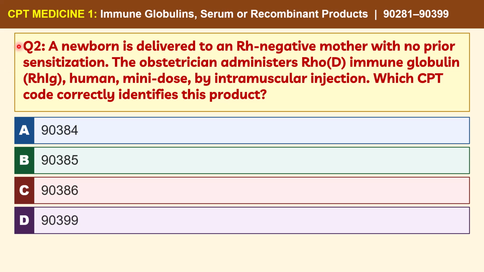Question number 2. A newborn is delivered to an Rh negative mother with no prior sensitization. The obstetrician administers RhD immune globulin human mini dose by intramuscular injection. Which CPT code correctly identifies the product? So there are 4 answers available. Take your CPT code book and find the answer. Here you have to highlight this is an Rh negative mother with no prior sensitization. The obstetrician administers RhD immune globulin human mini dose by intramuscular injection. Once you look at the codes, all answers are adjacent codes, so you can use the elimination method for the exam.